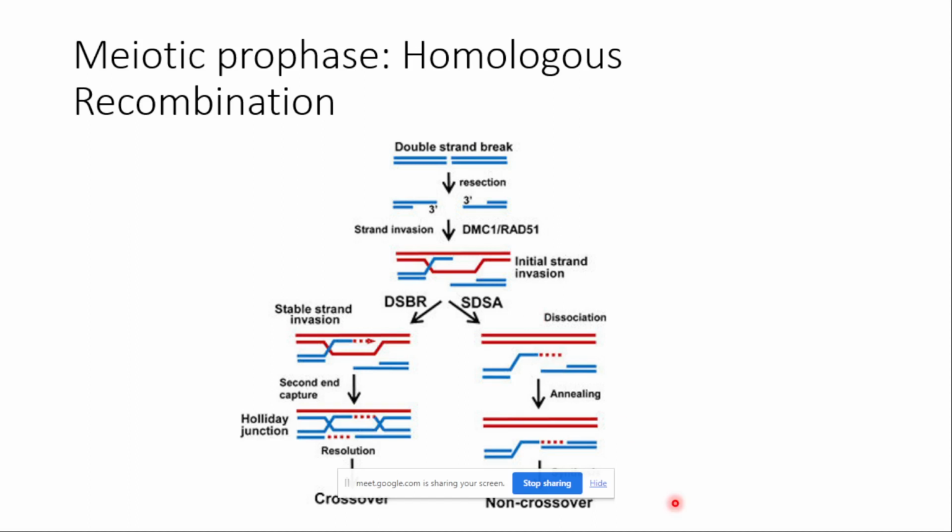In the annealing, you can see that this region is complementary to this region. So this region will anneal here, and this portion will be extended to make the double strand DNA. So if you have any doubt about meiotic prophase homologous recombination, tell me.